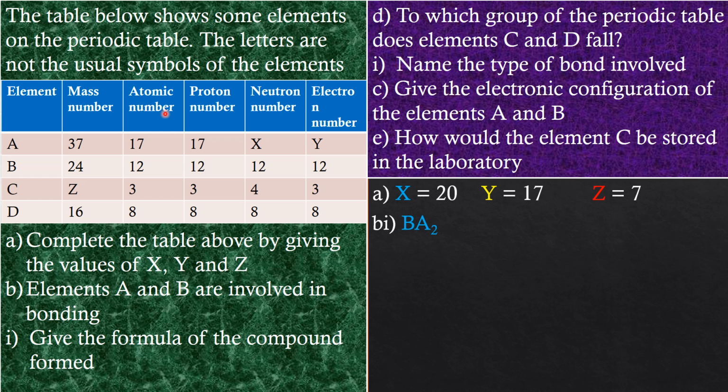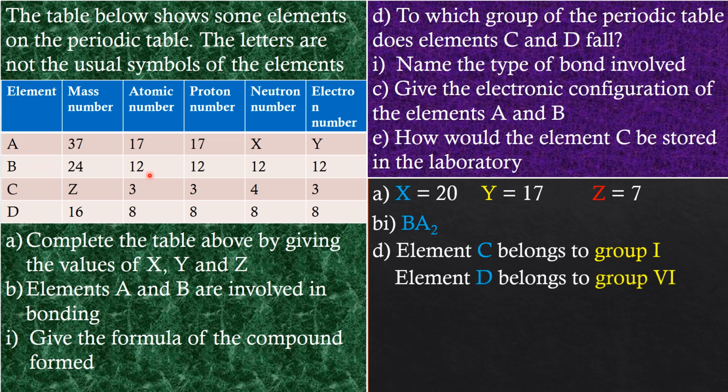Then the next part is asking to which group of the periodic table do C and D fall. Keep in mind, friends, that element C has atomic number 3, electronic configuration 2,1, meaning it has one electron in its valence shell, and the group to which an element belongs is determined by the number of valence electrons. So since element C has one valence electron, it belongs to group 1. For element D, atomic number 8, the electronic configuration has to be 2,6. It has 6 valence electrons, meaning it belongs to group 6.